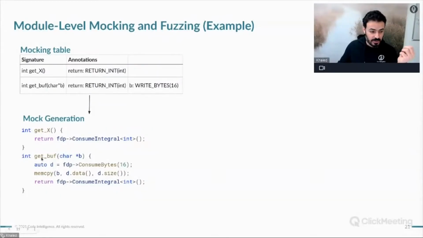And we do the same, for example, for get buffer, where this buffer gets set in this application, where we get from the fuzz data provider 16 bytes, we copy them into the destination buffer, and we also return an integer based on the fuzzer-generated inputs.